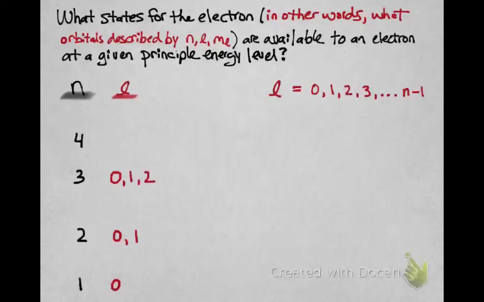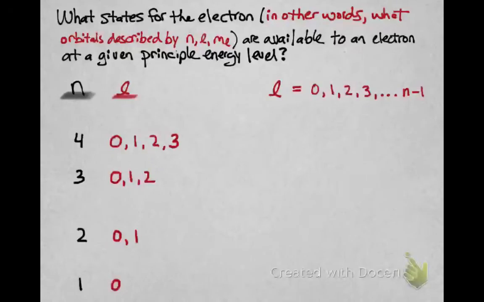Okay, so for n equals 4, we will have L values going from 0 up to 4 minus 1, which is 3: 0, 1, 2, and 3. And so there are 4 different shaped orbitals possible at n equals 4. And you can see that the allowed shapes increase as the energy levels increase. And those shapes will become increasingly complex.